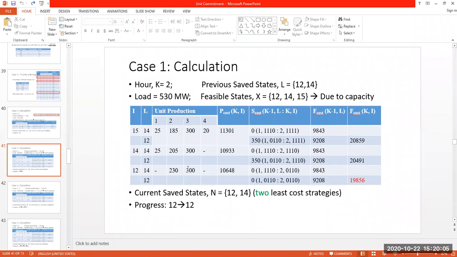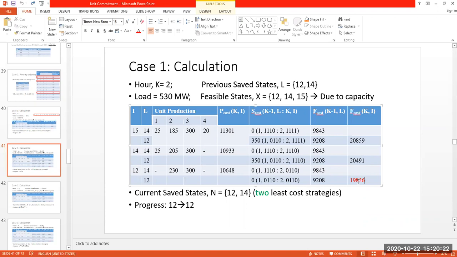So do I need to go through all the details of this? I don't think so, because these are just a repetition of the one which I have said. So among these three, again, I have put the red colored one as the minimum.